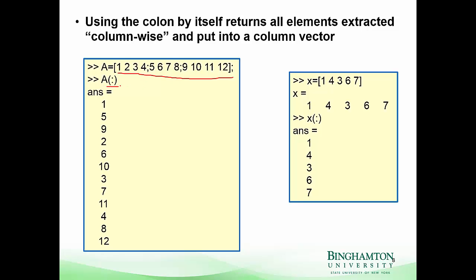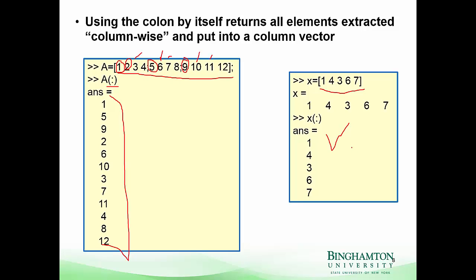And when you do colon, what it does is it grabs them column-wise. So it'll grab 1, then it'll grab 5 because that's the second element in the first column. Then it grabs 9. Then it gets 2 and 6 and 10 and 3 and 7 and 11 and so on. And it returns it as a column vector. And if we do that with a row vector, obviously it just spits it back as a column vector.